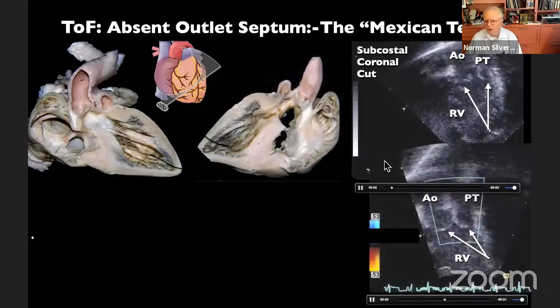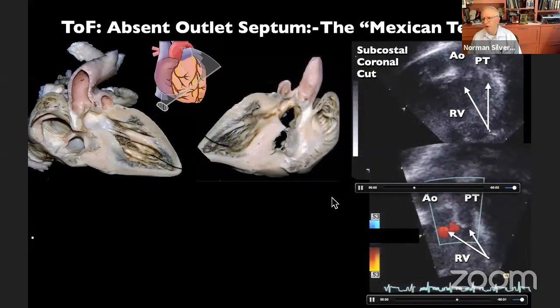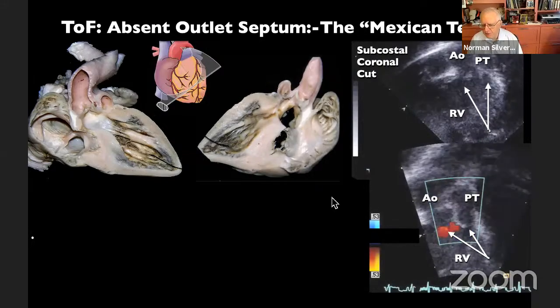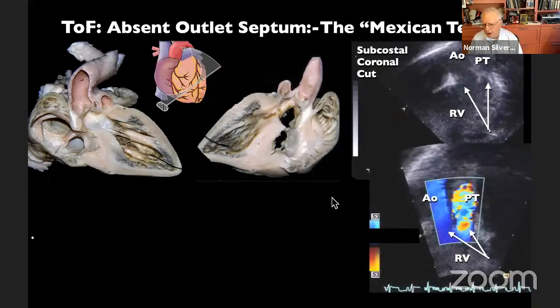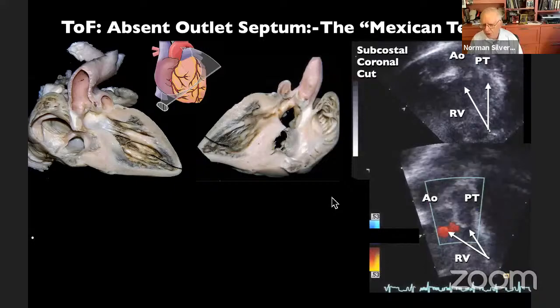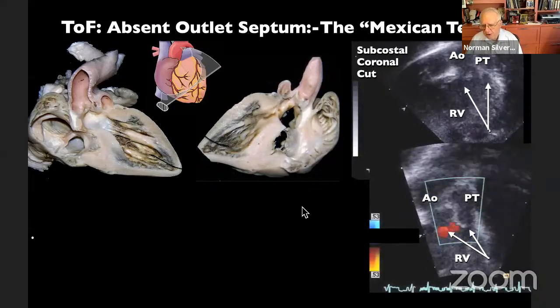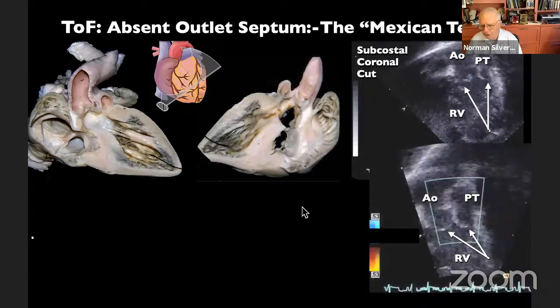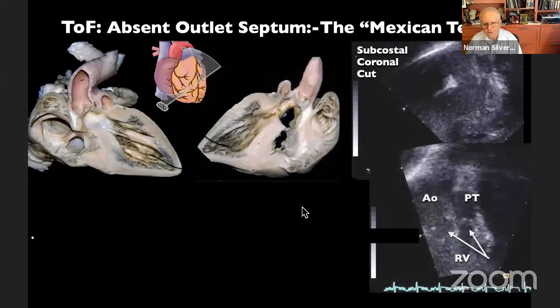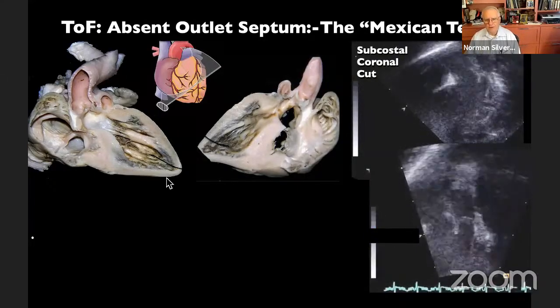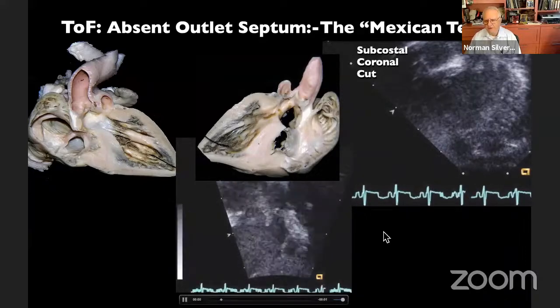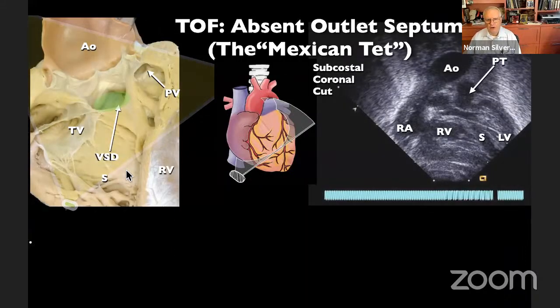But more importantly, if you're working in a center where there isn't access to immediate surgery, this is a kind of tetralogy where a balloon valvuloplasty may give you some temporizing for surgery at a time where the infants are a little bit larger and easier to operate on. So a beautiful example of a Mexican Tet, and I have another one here to show you.